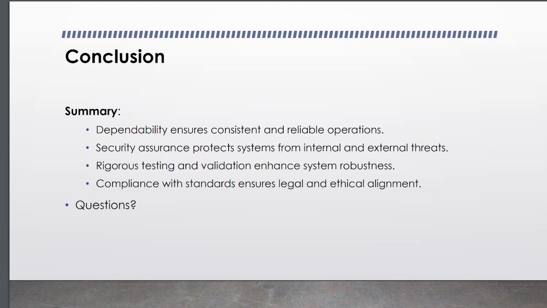Next is the conclusion. When we say dependability, it is about ensuring consistent and reliable operation. When we say security assurance, it's about protecting the system from internal and external threats like hacking or different types of injections. We can say it's about data integrity and security. It is about rigorous testing and validating, enhancing system robustness, and compliance with standards, ensuring legal and technical alignment, and of course, it is for the long run.